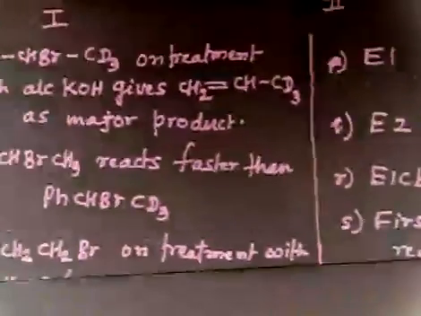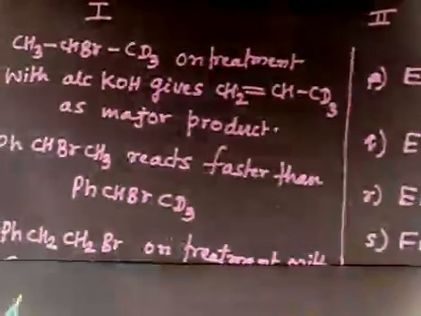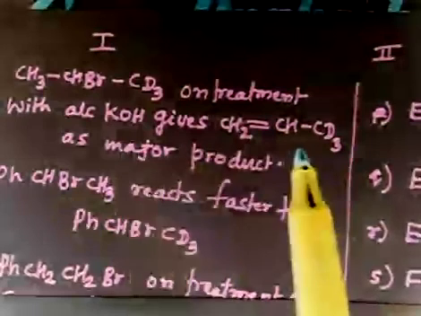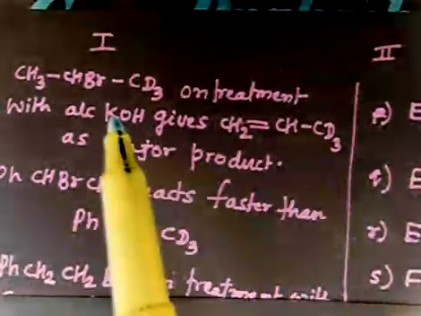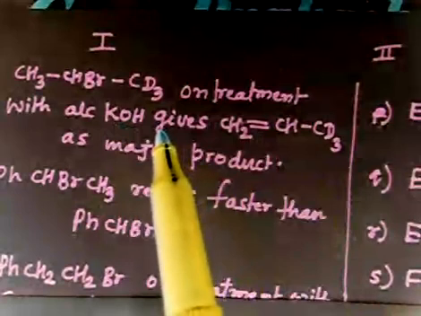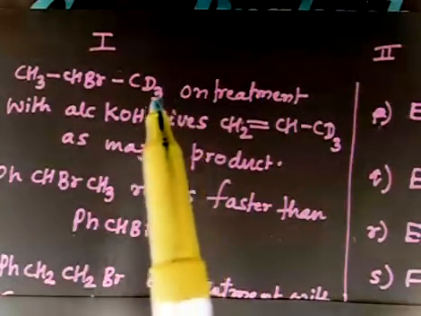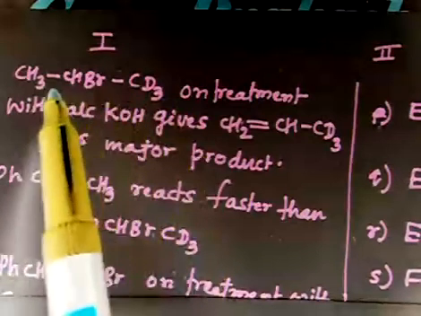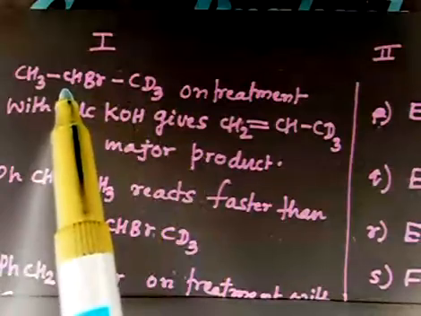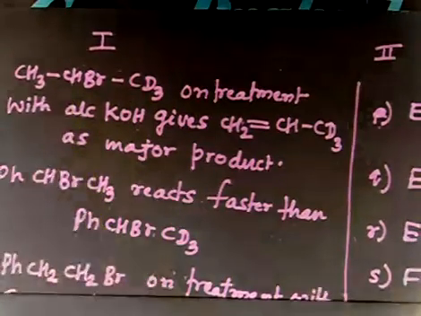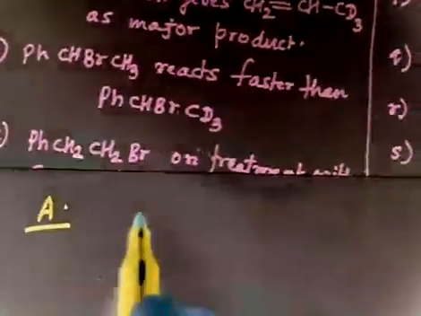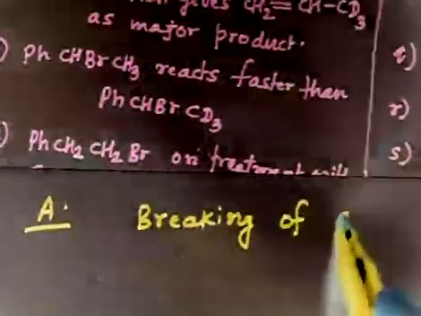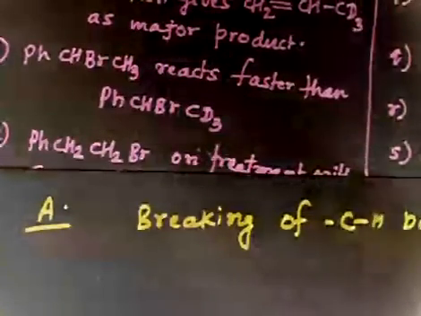If you see part A, this is also easy, and the question says on treatment with alcoholic OH this gives the Saytzeff product as a major product. This means breaking of the hydrogen bond is in RDS. If this deuterium breaks, then you will have a double bond here. If hydrogen breaks, then you have a double bond here. This suggests to me that the hydrogen bond is a weak bond. So breaking of the CH bond is in RDS. Are you getting?